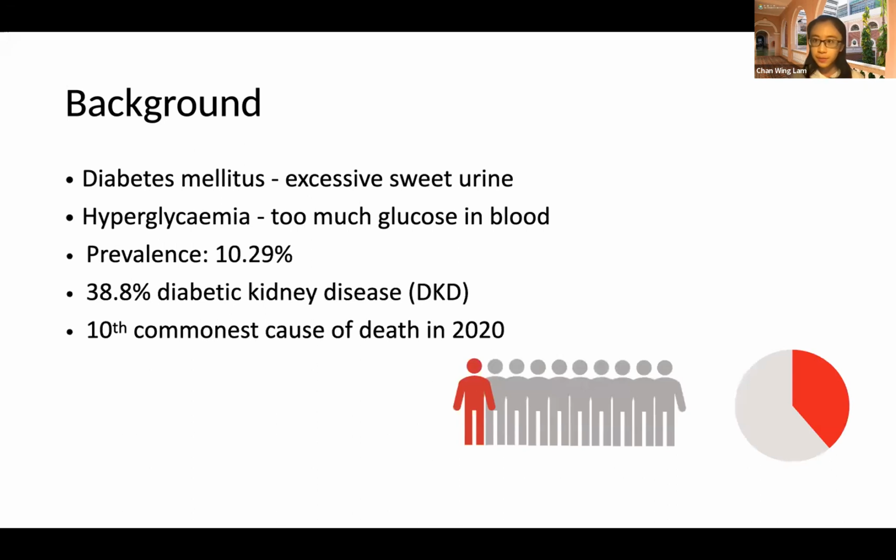1 in 10 people in Hong Kong have diabetes mellitus, and more than a third of them have diabetic kidney disease. Diabetes mellitus has become the 10th commonest cause of death in 2020. As you can see, there's an urgent need for early diagnosis and complication prevention.